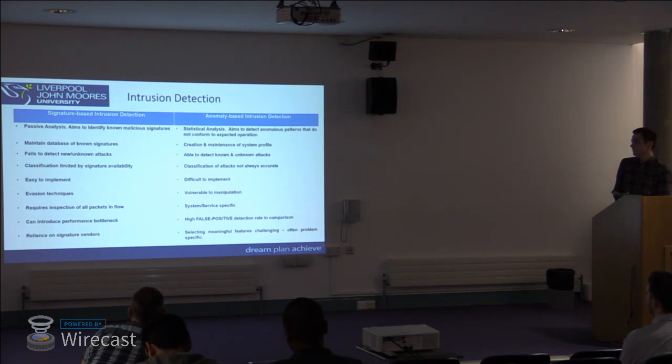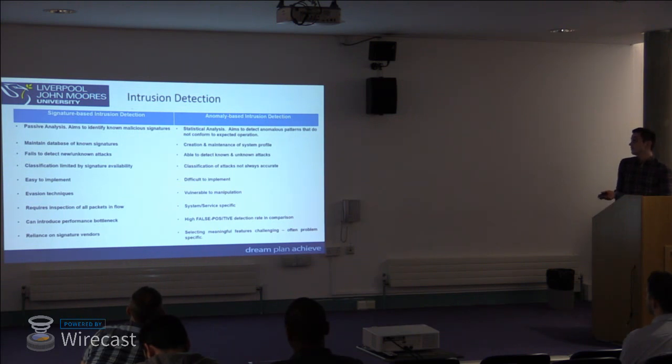Quite easy to implement in comparison to anomaly-based intrusion detection. There are evasion techniques which further limit them. We discussed that you need to inspect every single packet in the flow, or sample at least. And given the way these devices are implemented, you can introduce performance bottlenecks, so they need to be placed at a tap point of an infrastructure, and again, they rely on the creation of new signatures. So these limitations are concerning, given the increased amount of cyber attacks we've had recently.